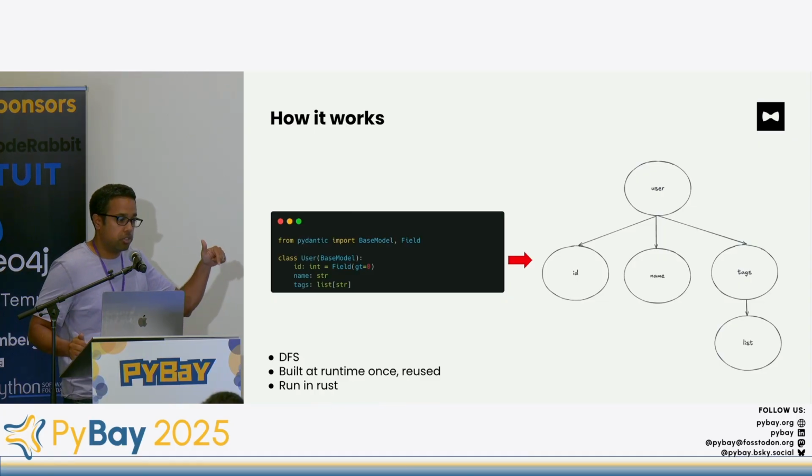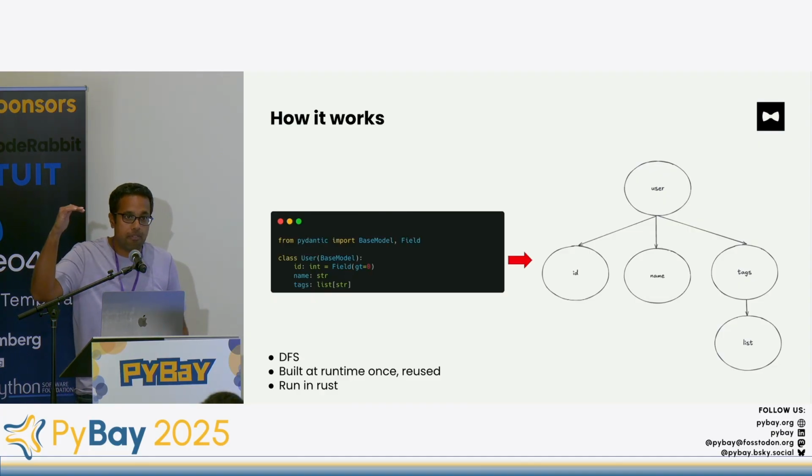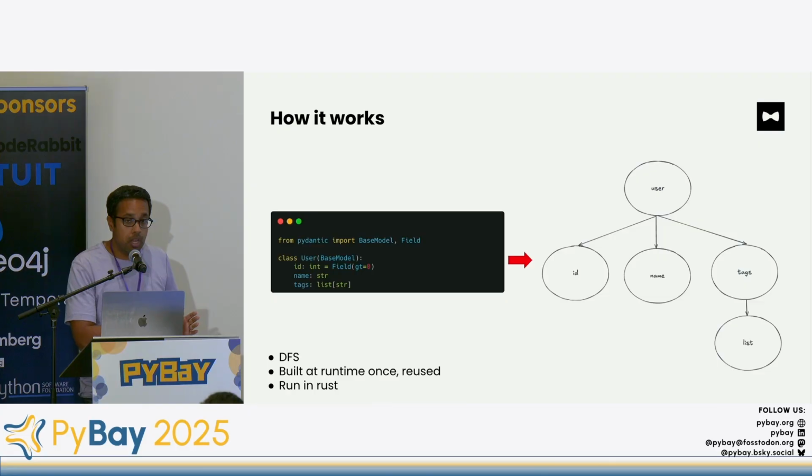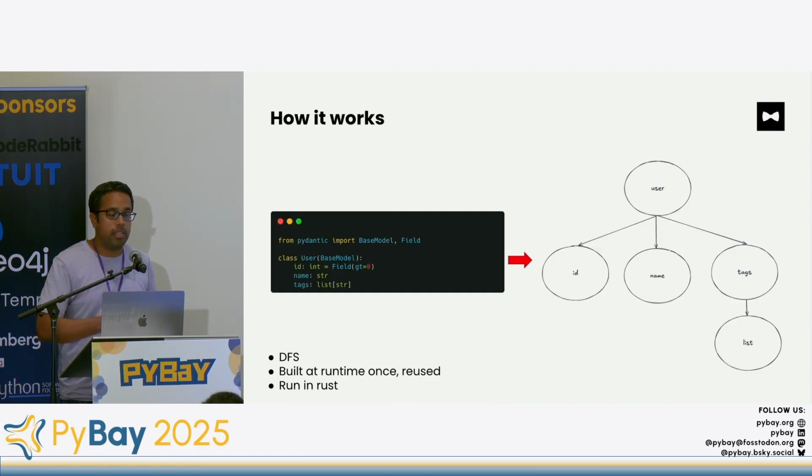So here it would start at the user node, go to the ID node, see if the number being passed in is greater than 0, and then it would go back up. So it's a depth-first search sort of traversal into this graph schema. And that's how it works behind the scenes. It's created once upon literally when your import statements run, and then it's reused over and over again. The actual running of it is done through their Rust package that the Python package calls.